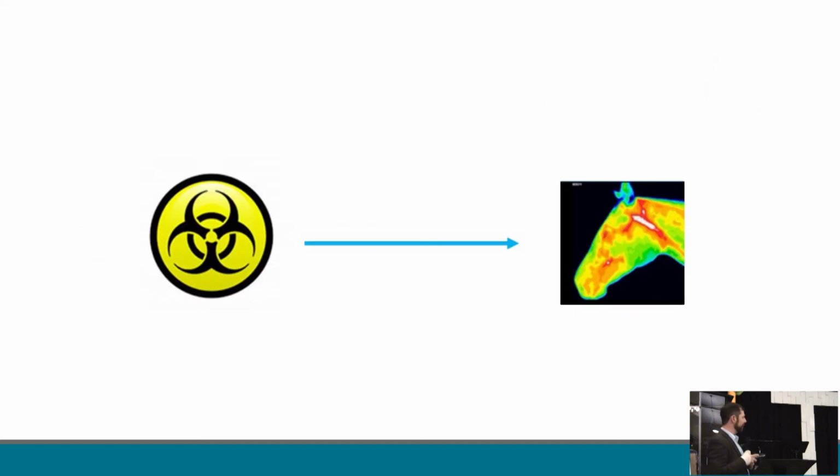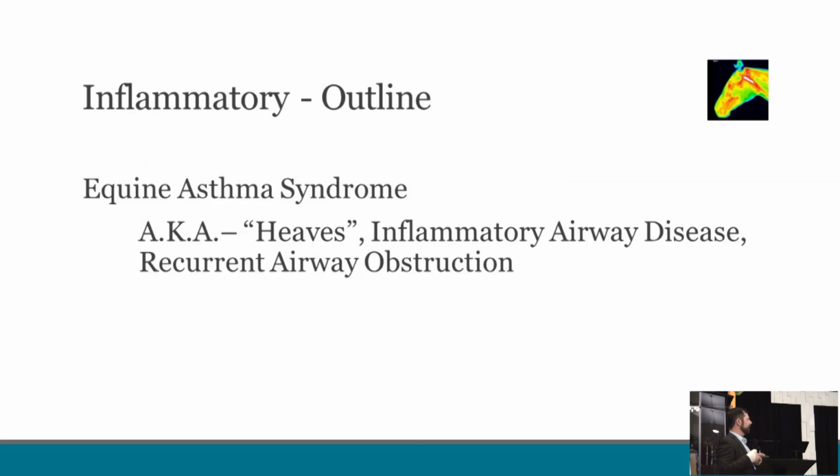Okay, so that's the end of our infectious roundup, and we're now moving on to our inflammatory conditions. This section is really only focused on one thing, and that is equine asthma syndrome. As Kirby was mentioning earlier, I went through vet school not that long ago, and when I was in vet school, we didn't talk about equine asthma syndrome. We talked about inflammatory airway disease and recurrent airway obstruction. Equine asthma syndrome is a fairly recent term that we've applied to it, and more commonly we call this HEAVES.